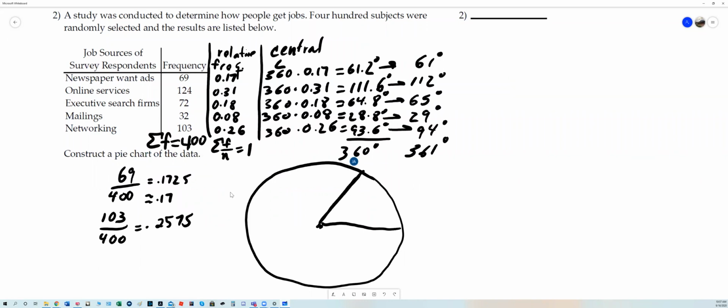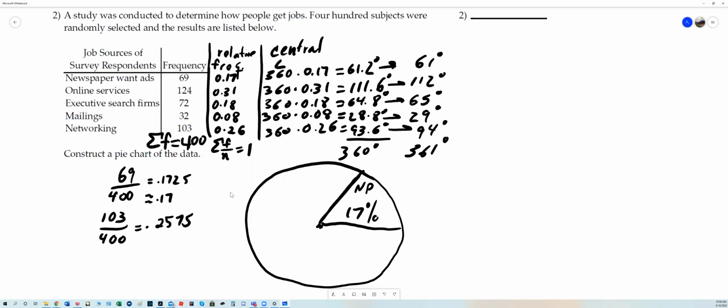It looks like a Pac-Man now. And so this will be newspaper ads. So I'll just put newspaper here. And it's supposed to be 17%. We don't write the angle in there. We measure the angle, but we write the relative frequency in there, 17%.